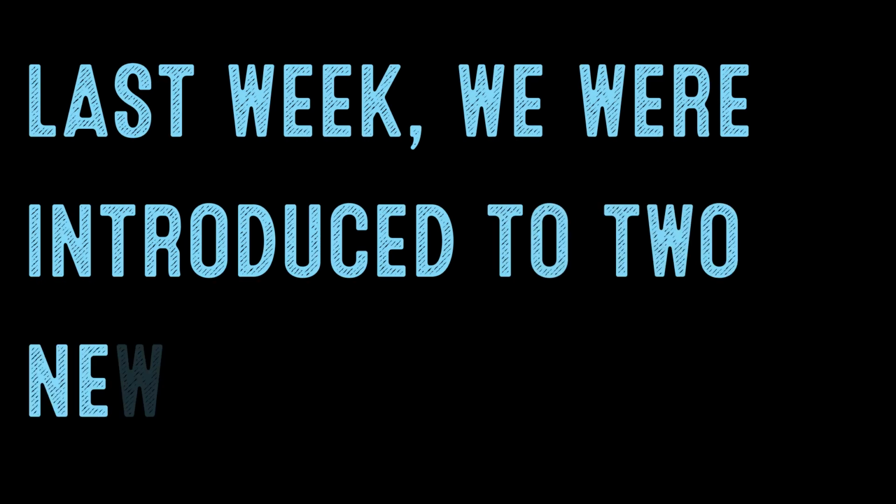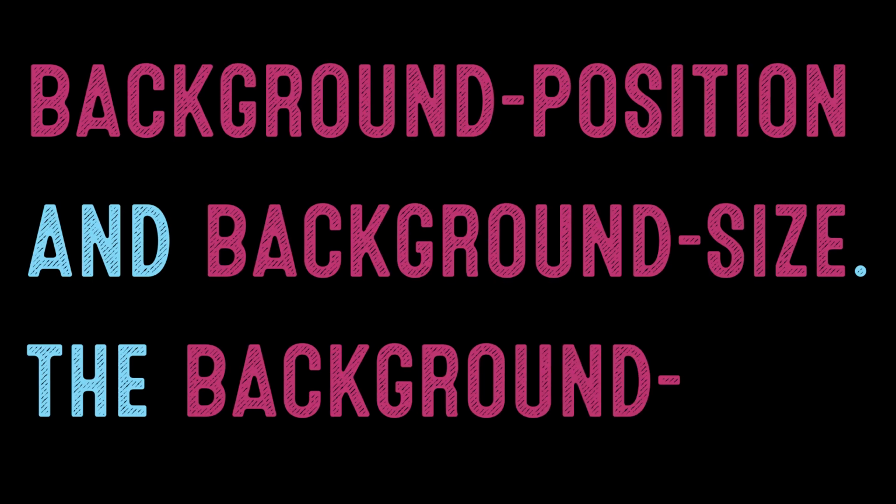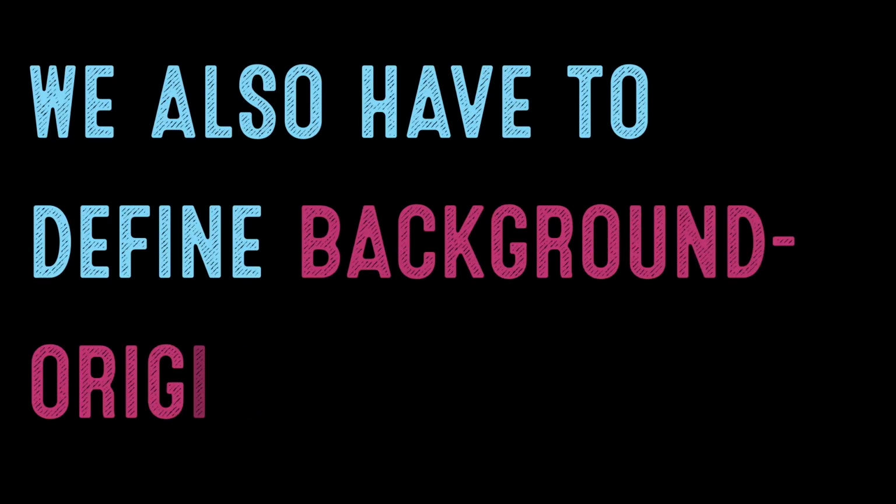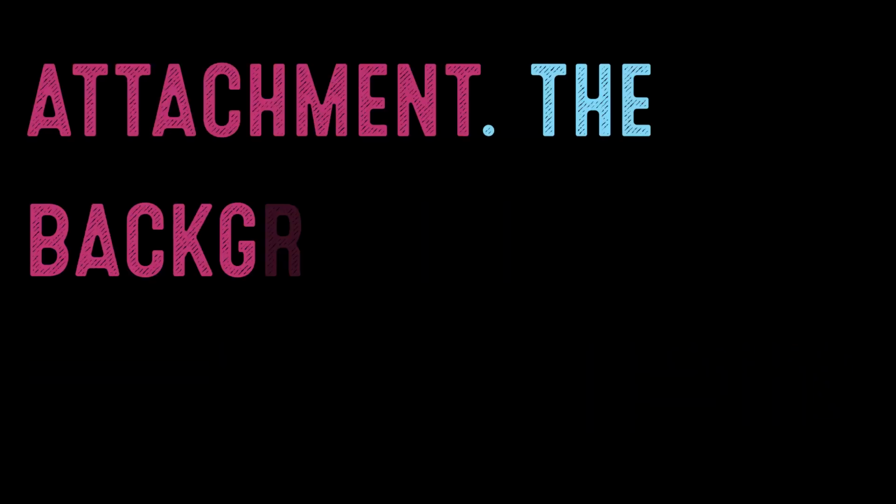The Daily Code Snippet. Last week, we were introduced to two new properties, background position and background size. The background position property sets the initial position for each background image. In order to grasp background position, we also have to define background origin and background attachment.